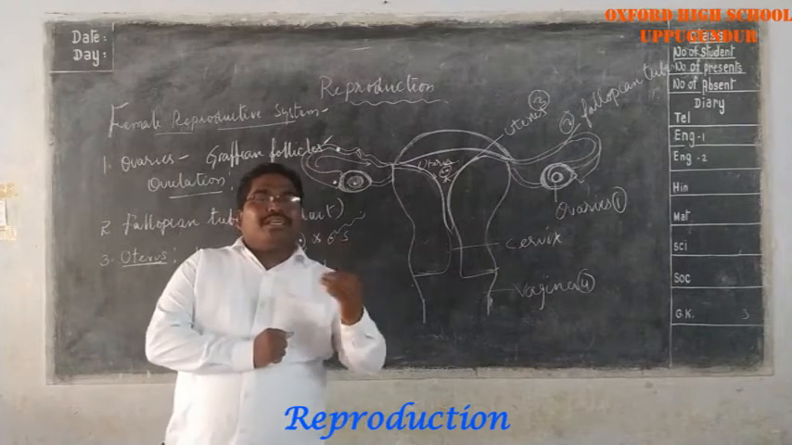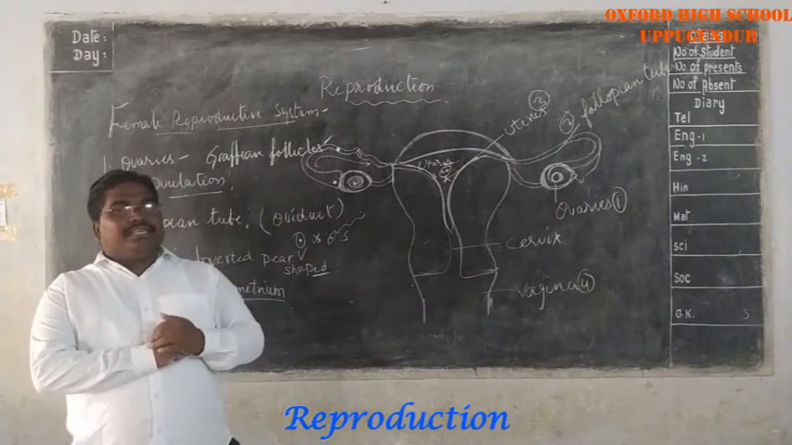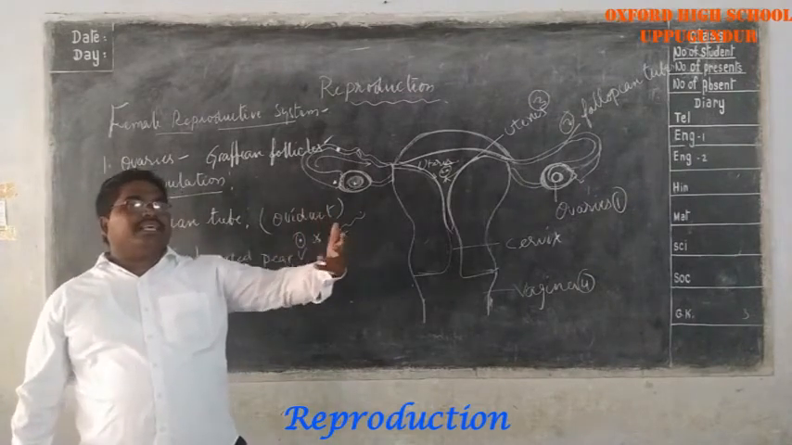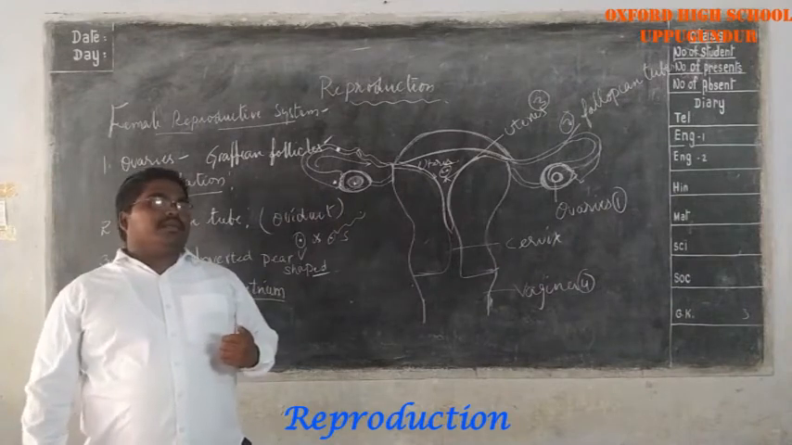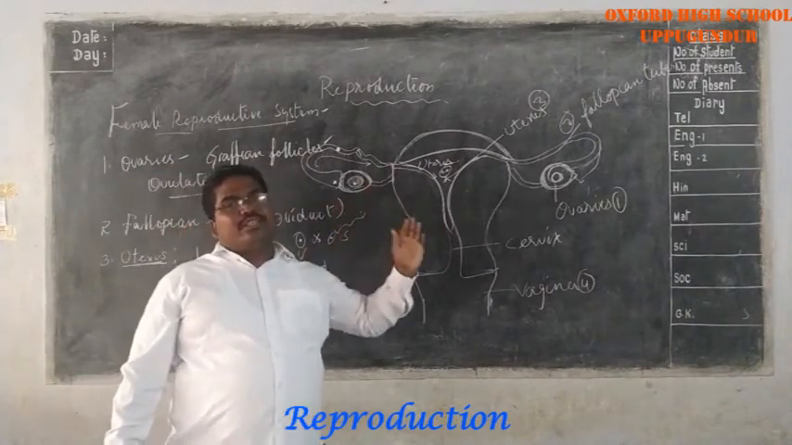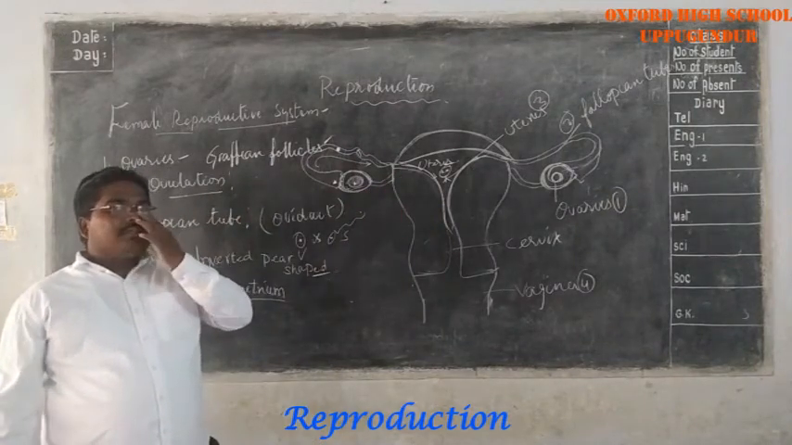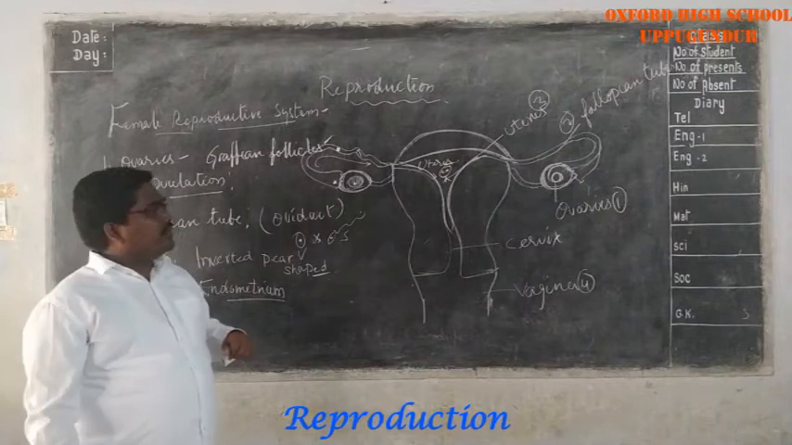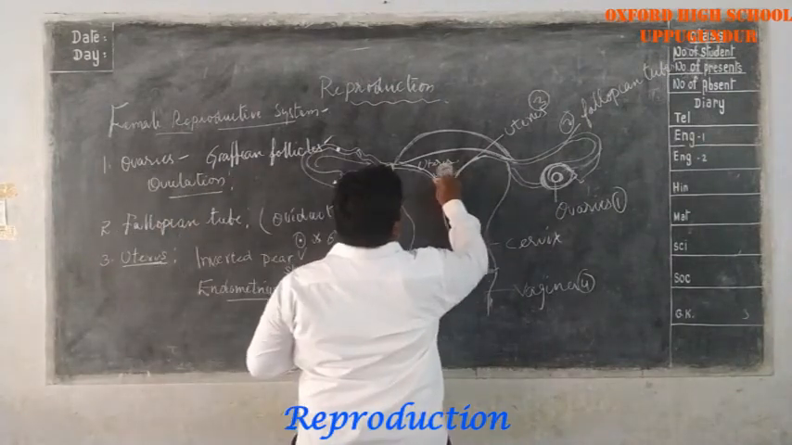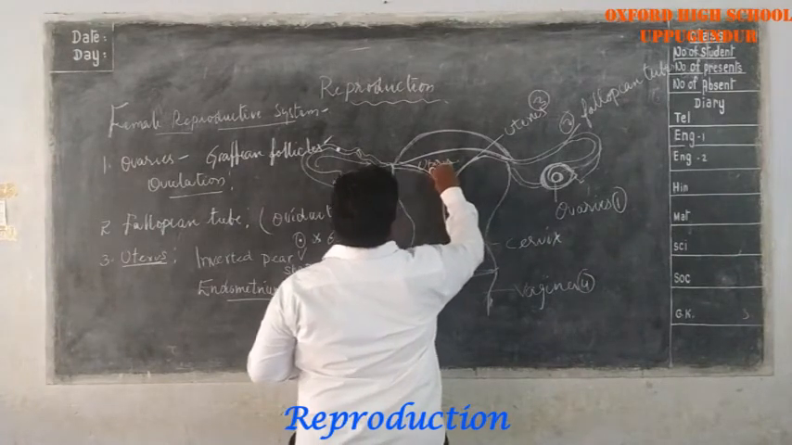Now, the zygote develops by mitotic division. We already discussed that. The division in the zygote goes on. That means the zygote continuously divides. Think once again. So here the embryo reaches the uterus. This is the embryo.